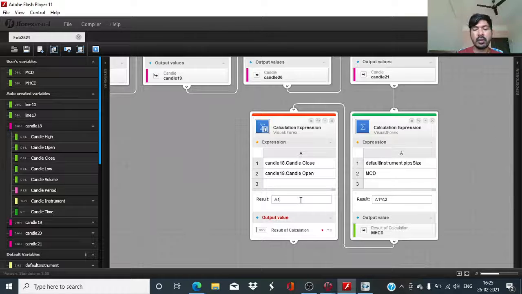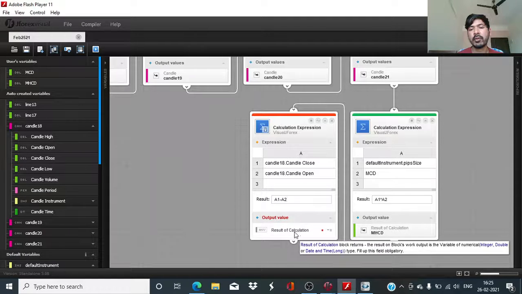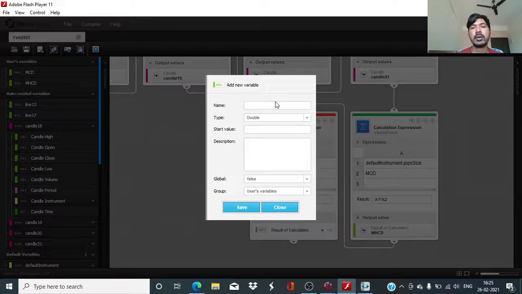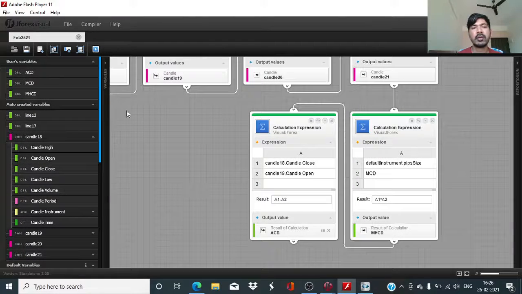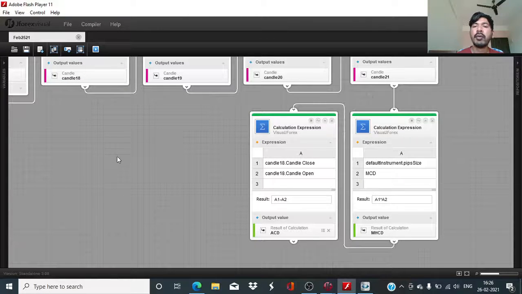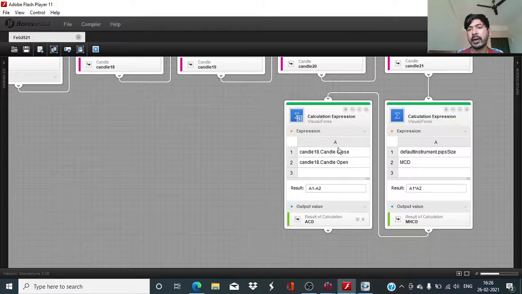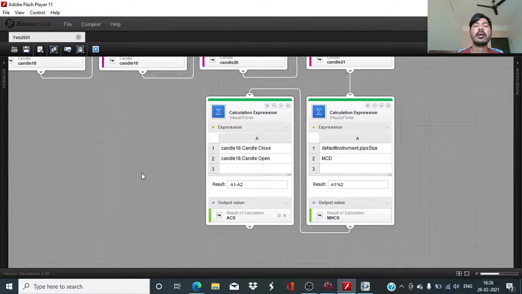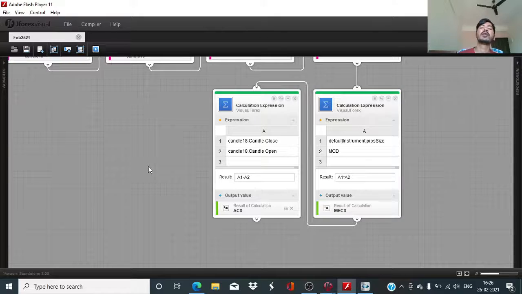A1 minus A2, actual difference. Okay, candle 18 candle close minus candle 18 candle open. So here we have defined these two conditions.